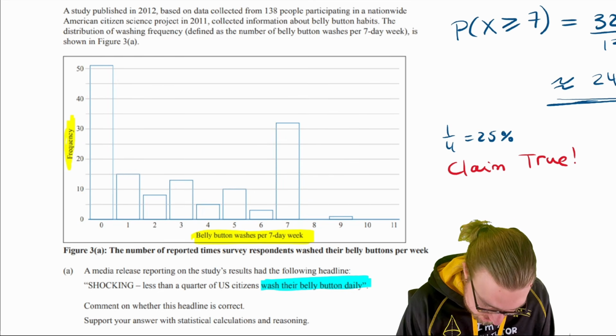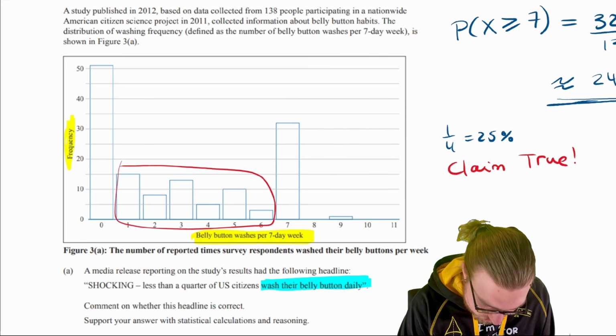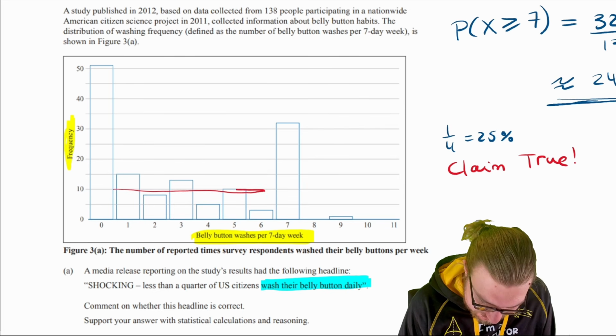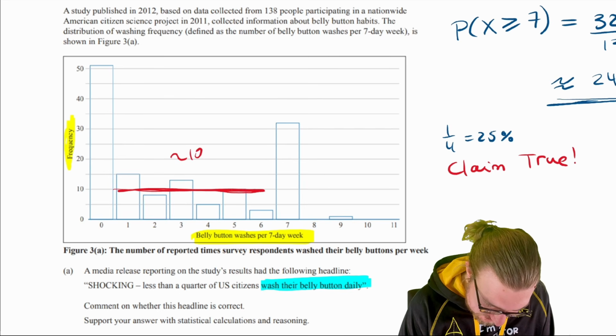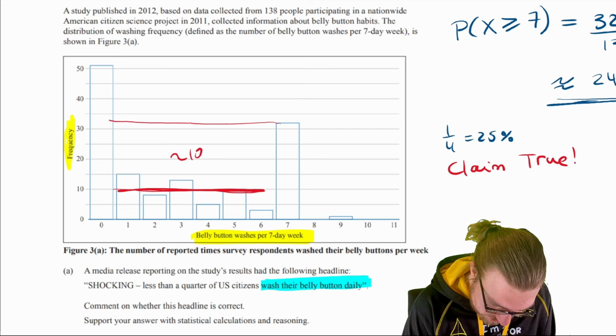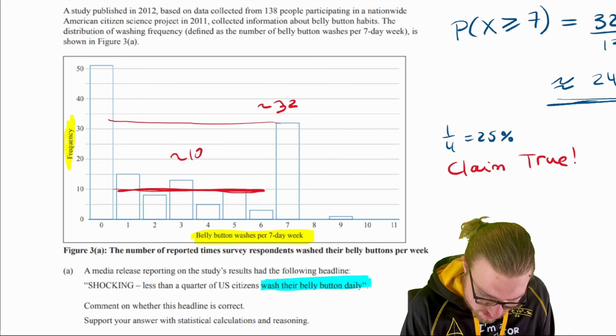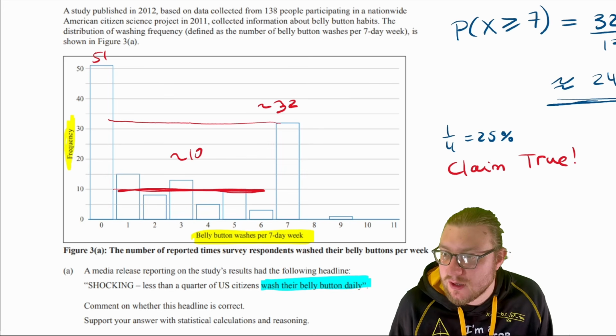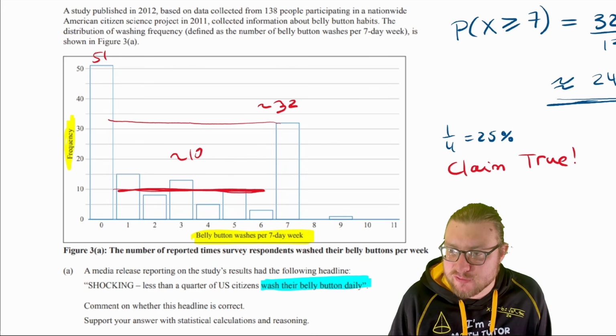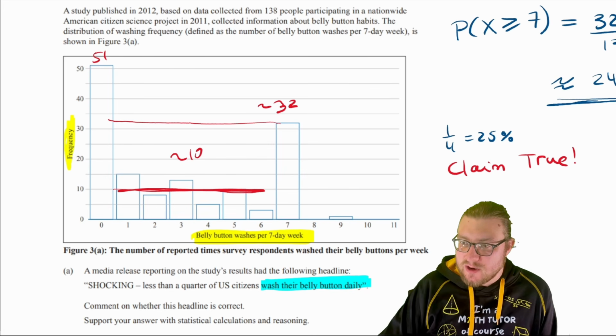So let's have a look here. What's the average across this group from 1 to 6? So from 1 to 6, we're looking at, let's say 10, right? So we have about 10. And then for 7, we have, let's say, about 32. And for 0, we've got about 51. So that's kind of an average to have a look at how many we have.